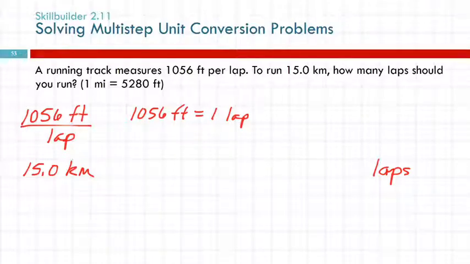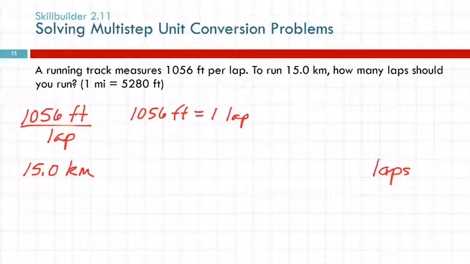That's not necessarily true of all tracks. This looks like it could be a conversion factor. So that's probably not where we're going to start. This one cannot be used as a conversion factor, so that's our starting point. We're going to start with kilometers, and we're going to try to get to laps. We're going to have several units in between.